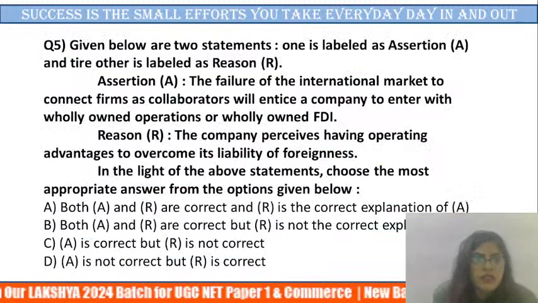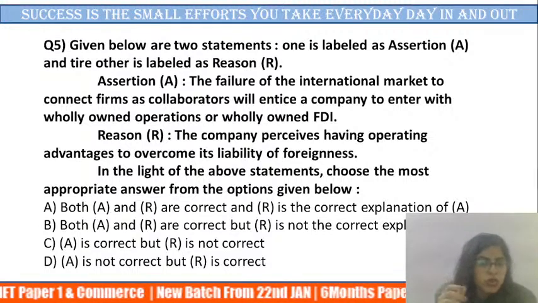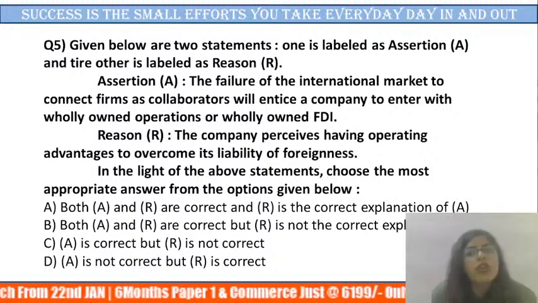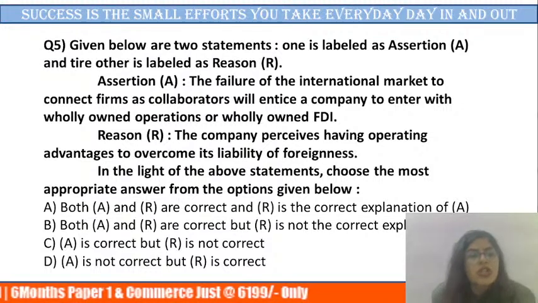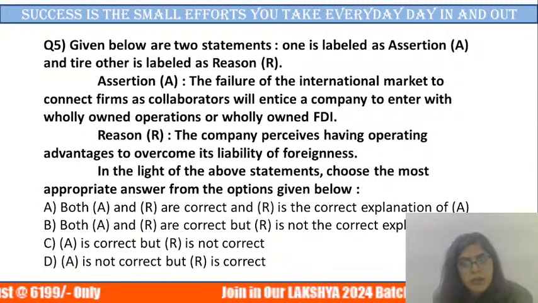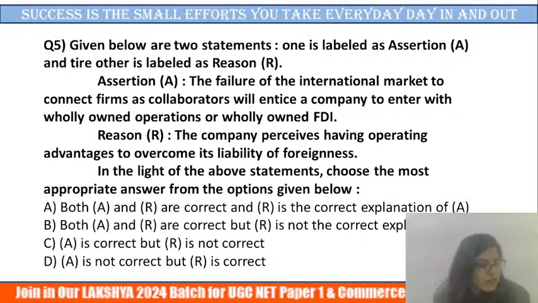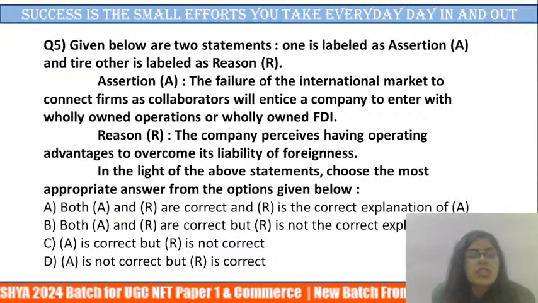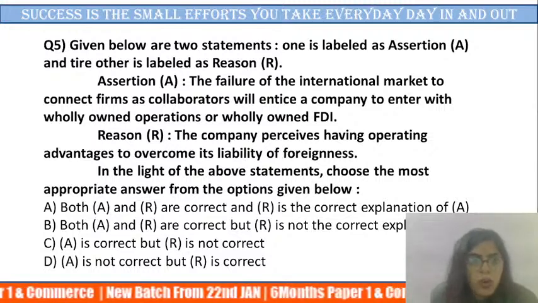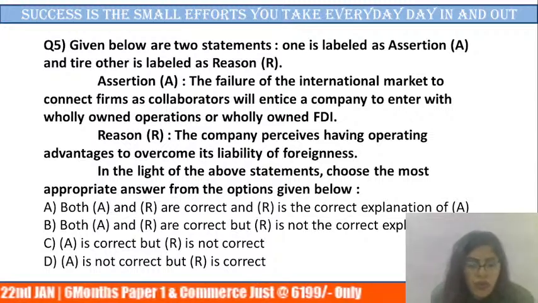Okay, this is our fifth question. That is again coming from the international market only. So statement 1 is saying to us that the failure of the international market to connect firms as collaborators will entice a company to enter with wholly owned operations or wholly owned FDI. The reason is telling us that the company perceives having operating advantage to overcome its liability of foreignness.